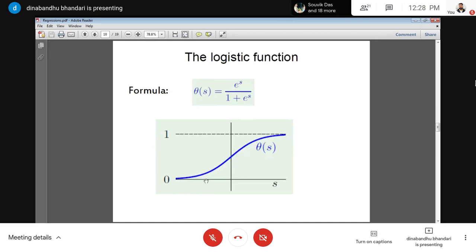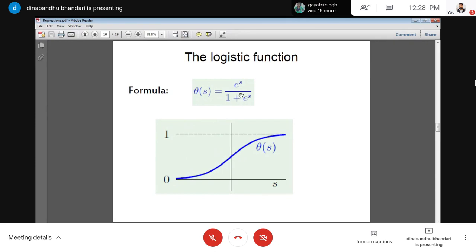Now, what this theta can be, what you anticipated is correct. All of you who have worked in artificial neural networks are familiar with this, the sigmoid function, and it is used in other machine learning techniques as well. If this is S, then theta of S is equal to e to the power S by 1 plus e to the power S. This can be written as 1 by 1 plus e to the power minus S as well. At S equal to minus infinity, e to the power minus infinity is 0, so this is 0 by 1 plus 0, so it is 0.